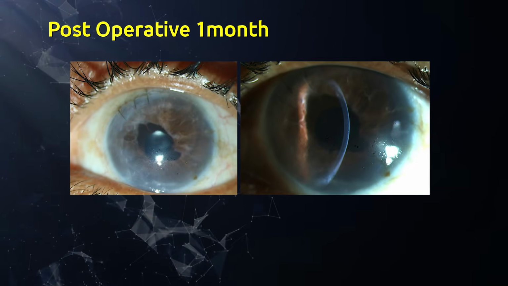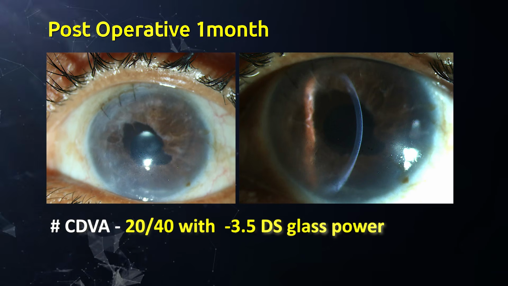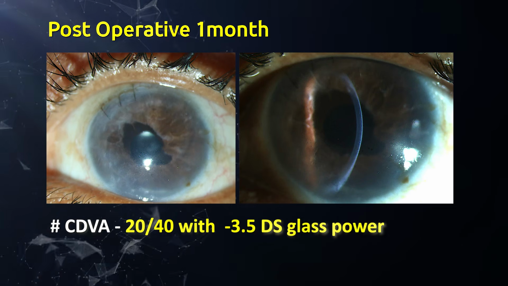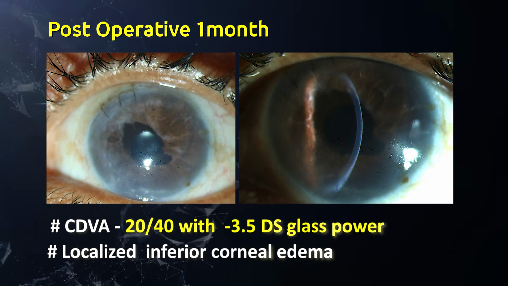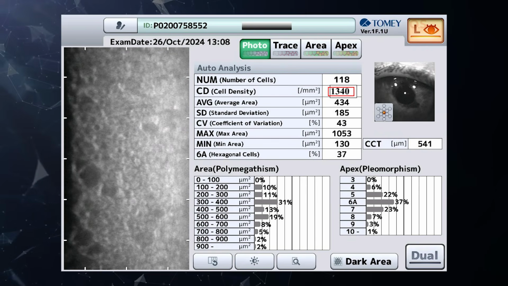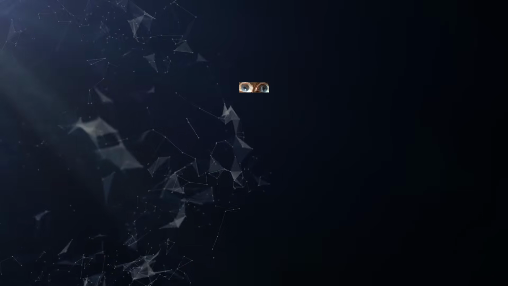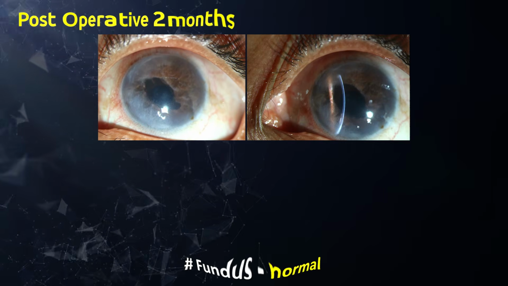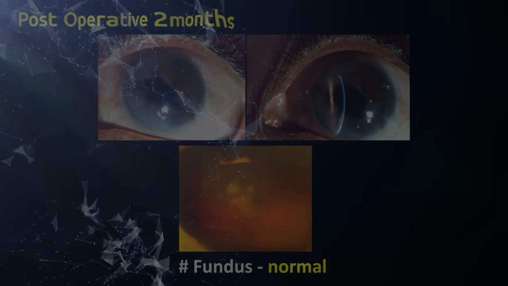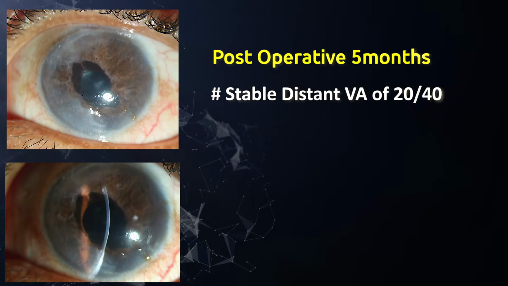After 1 month, her corrected distant visual acuity was 20/40 with a plano 3.5 diopter spherical power. The cornea has a small area of localized edema inferiorly with endothelial cell density of 1340 per square millimeter and pachymetry of 541 micron. The eye was doing well after 2 months with a normal fundus, and at 5 months with a stable distant visual acuity of 20/40.